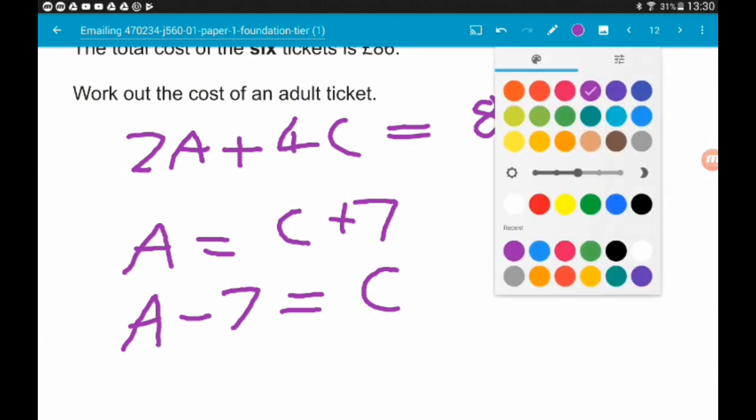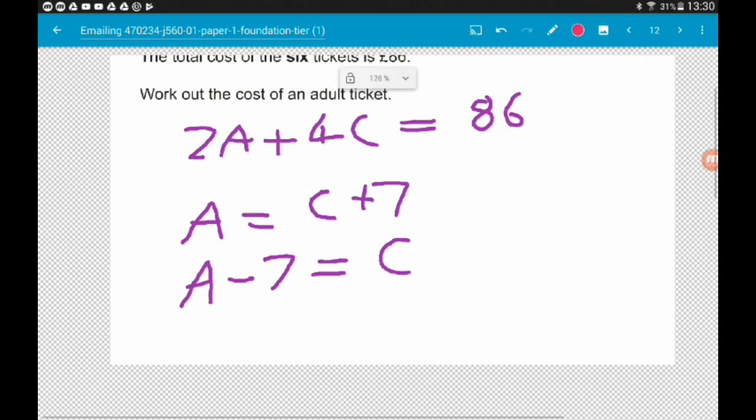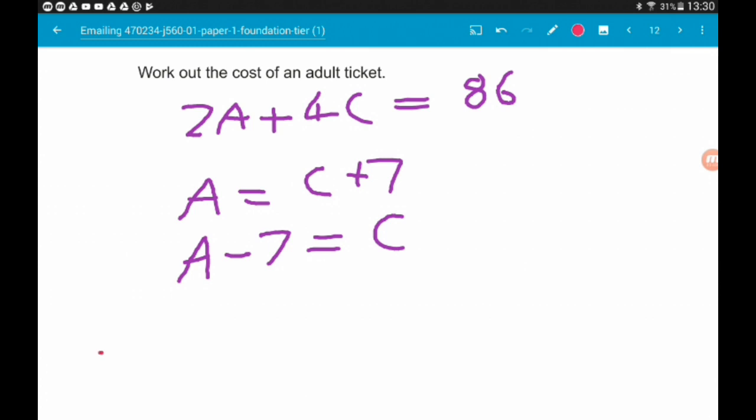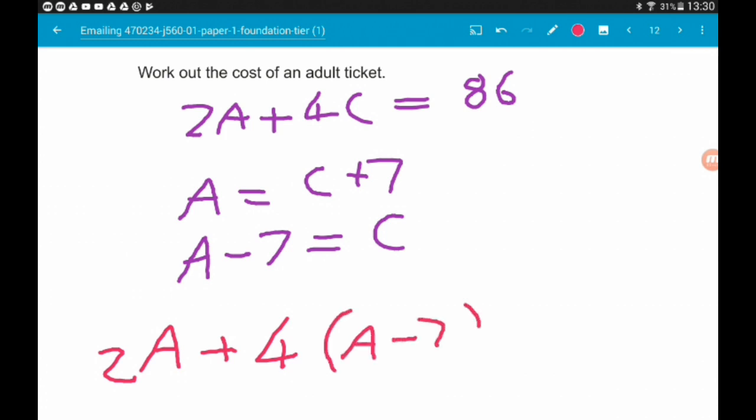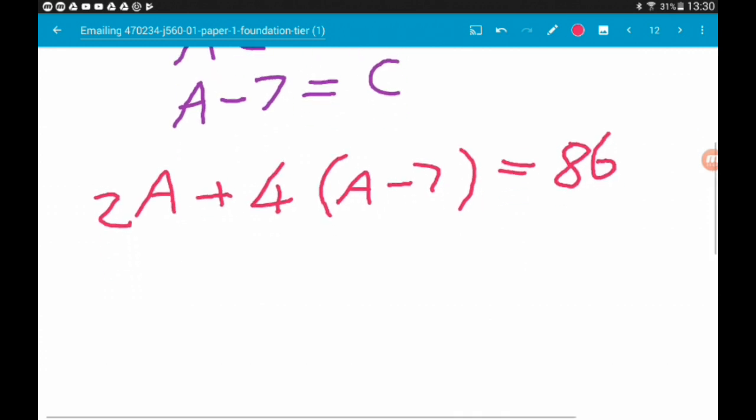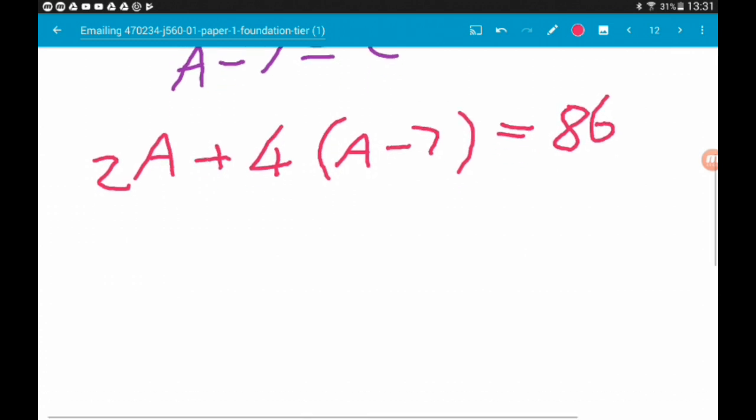So where there's a C, we're going to write it as A minus 7. So let's change colour. So we can now write our equation as 2A add, well, we had 4 child tickets, but we know a child ticket is A minus 7. So we can write this as 4 lots of A minus 7. And that is all equal to 86. Now we want to expand and simplify the left hand side.